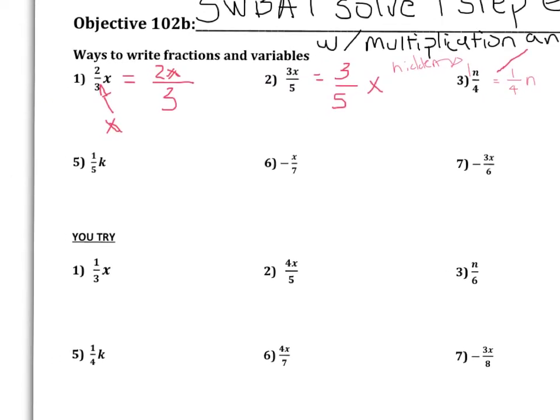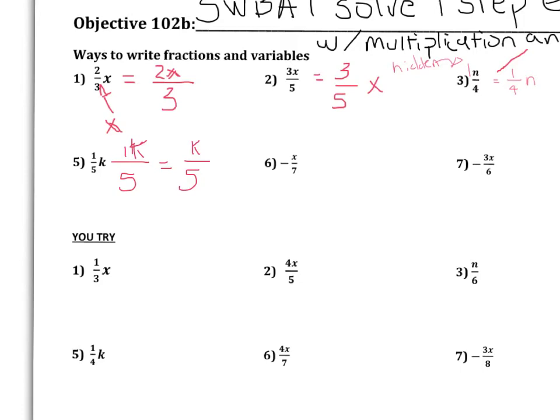Something like 1/5 k. How might we write that as a fraction? Now, k has already been separated from the fraction. We're going to put k back into the fraction. So I might say 1k over 5. Now, just like our example up here, number 3, where we had 1/4 n, we could, if we wanted to, write this as just k over 5. That 1 is hidden, but we could see it or we could hide it again: k over 5.